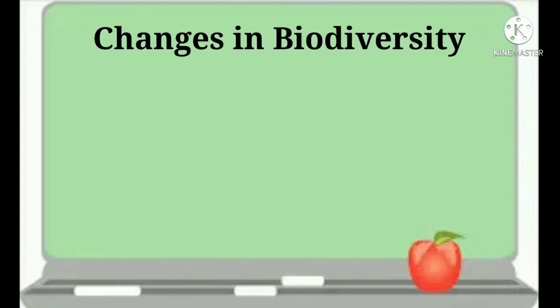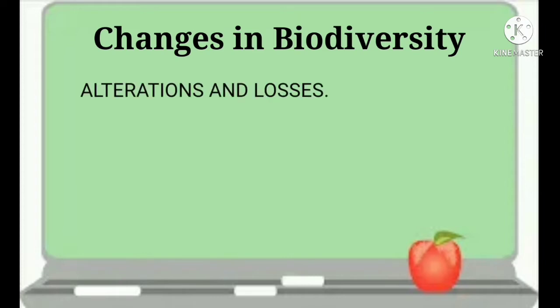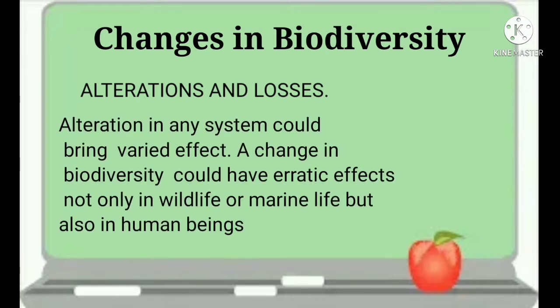And now let's proceed to the changes in biodiversity. When we say changes in biodiversity, it is the alteration and losses. The alteration of climate and losses of animals and trees because of deforestation. Alteration in any system could bring varied effects. A change in biodiversity could have erratic effects not only in wildlife or marine life but also in human beings.